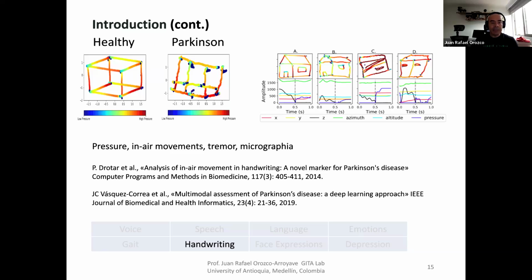Now, if we look at handwriting, and I will show it later with some experiments, we will observe problems in controlling the pressure of the pen. There are abnormal in-air movements. There is tremor, and there is micrographia, a typical symptom where you start writing, and then the size of your letters gets smaller and smaller. It's a typical symptom of Parkinson's patients.